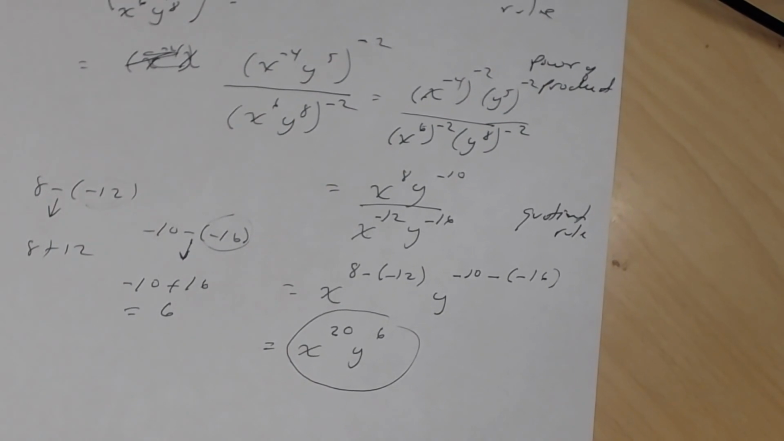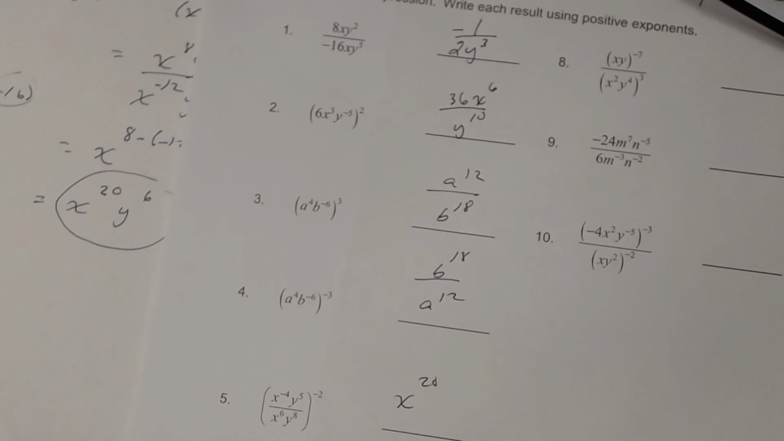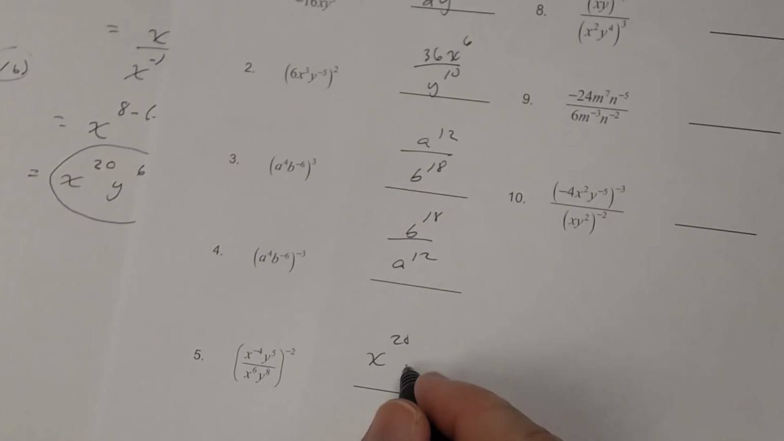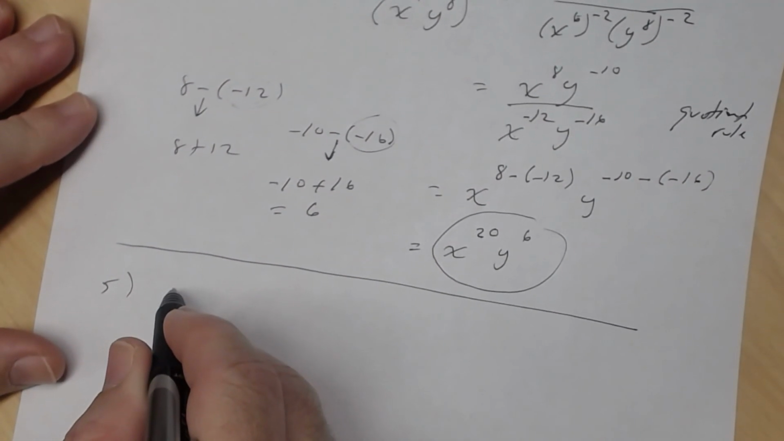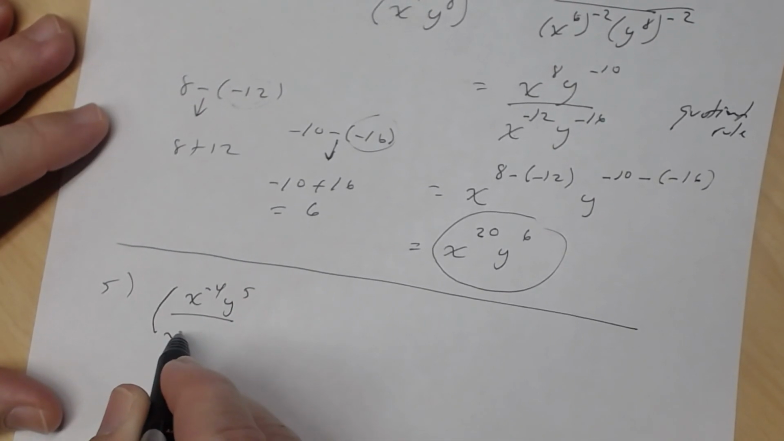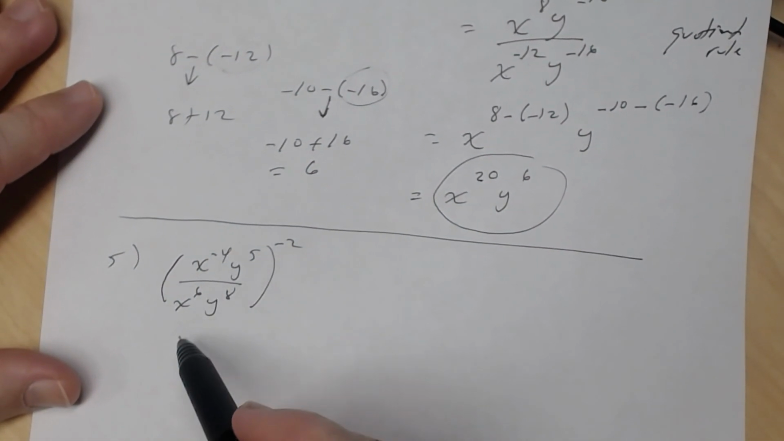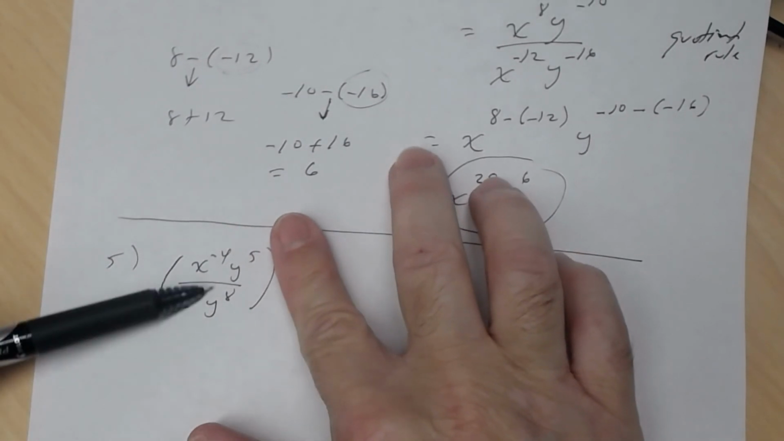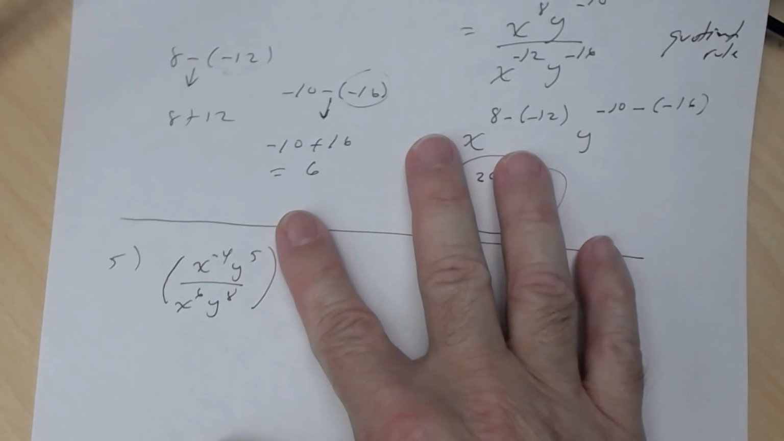So number 5, you should get x to the 20th times y to the 6th. All right, now the other way you could have done this, the other path, I'm going to rewrite this problem again. You could have done x to the negative 4, y to the 5th, divided by x to the 6th, y to the 8th, all raised to the negative 2nd power. What you could have done first was use the quotient rule here. So let's use the quotient rule and see what happens.